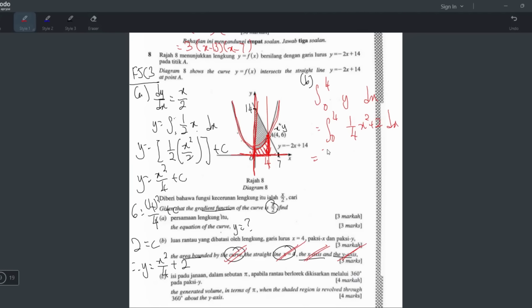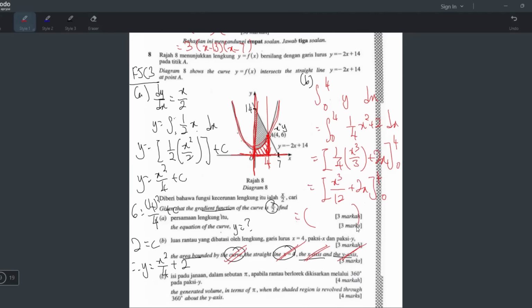Okay, now we can start to integrate. So when you integrate 1 over 4 x squared, the 1 over 4, nothing will happen to it. And then the x squared will become x power 3 over 3. Okay, and I will put it inside the bracket. And then integrate 2 is just 2x and then close bracket, 4, 0. Now, before you sub the 4 inside, you can simplify first. Top times top, bottom times bottom, x power 3 over 12 plus 2x, close bracket, 4, 0.